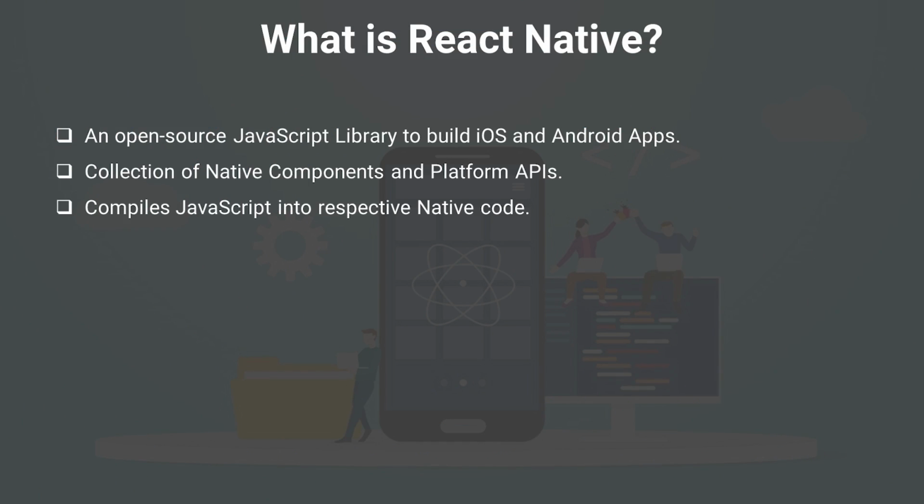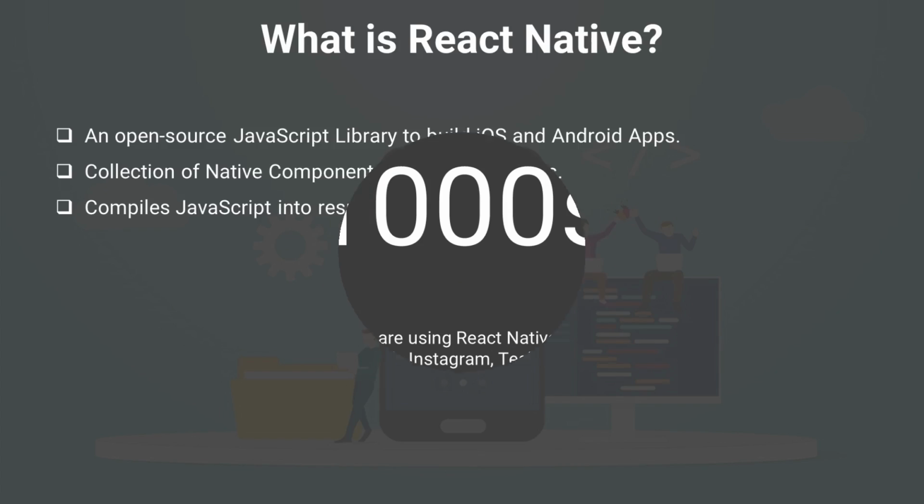React Native is an open source JavaScript library to build iOS and Android apps. It provides a collection of native components and platform APIs which can be blended together to create beautiful apps. React Native apps are written in JavaScript, and it compiles JavaScript into the respective native code of iOS and Android.